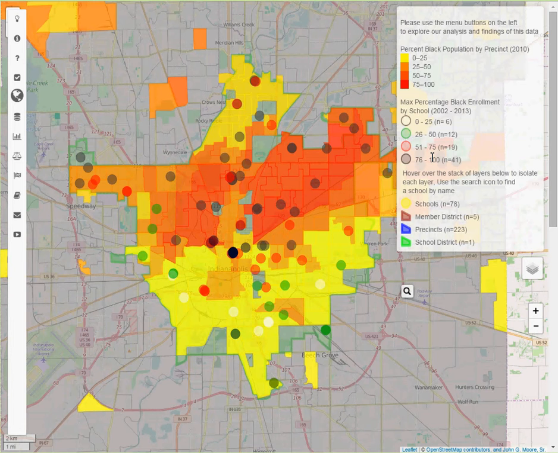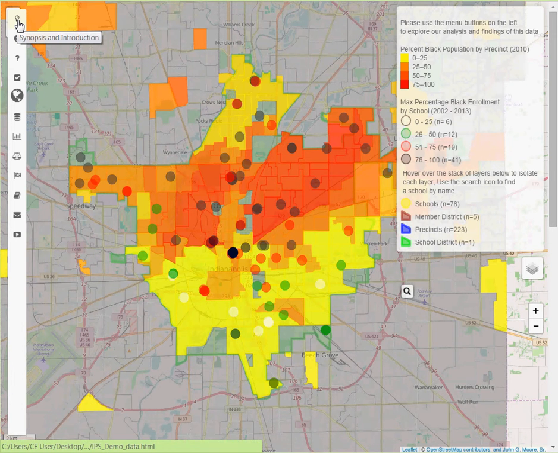Let's stop and think about it. The overall percentage of black students in IPS is much higher than the percentage of the population in the IPS region. So for a school to never exceed 25% population, that's a sticking point right there. But we'll go into this in much further detail later on.